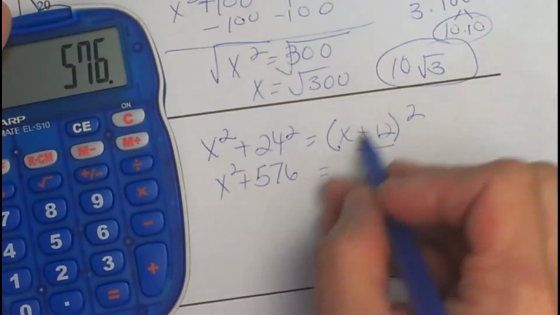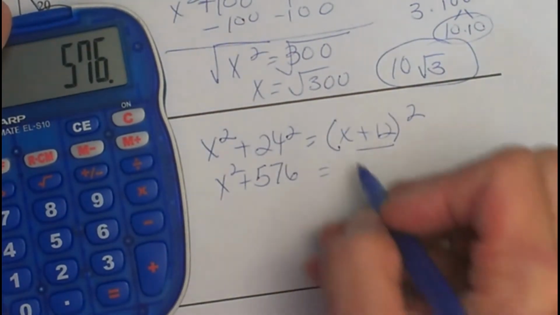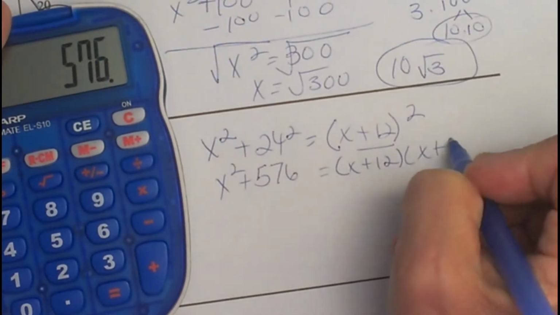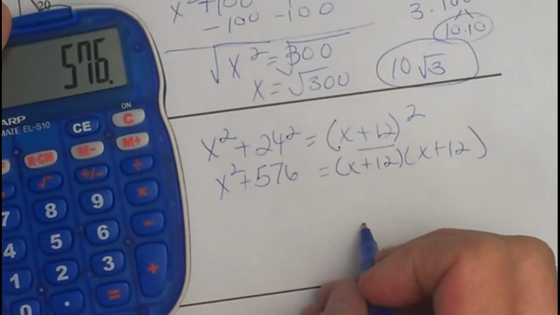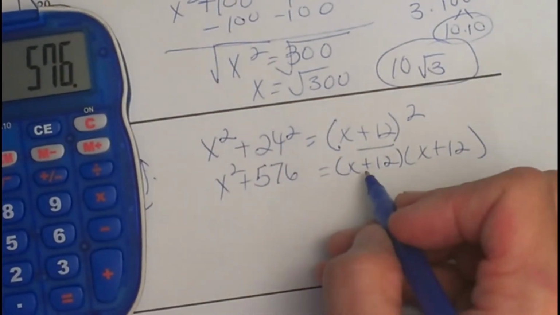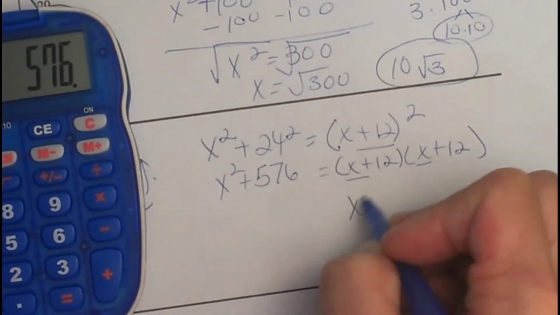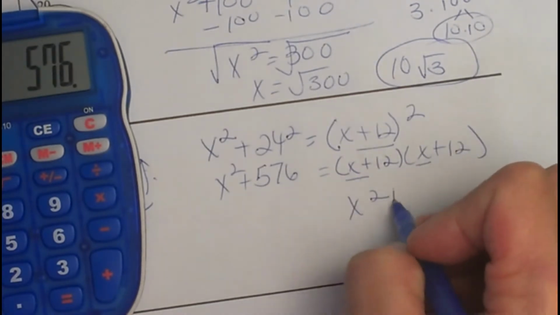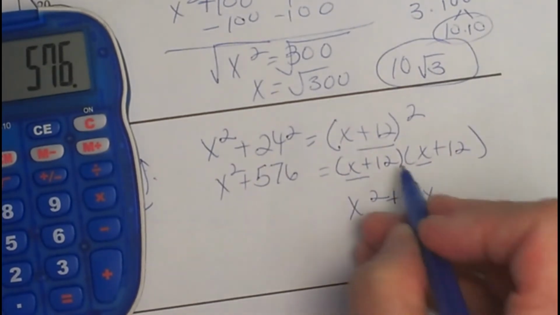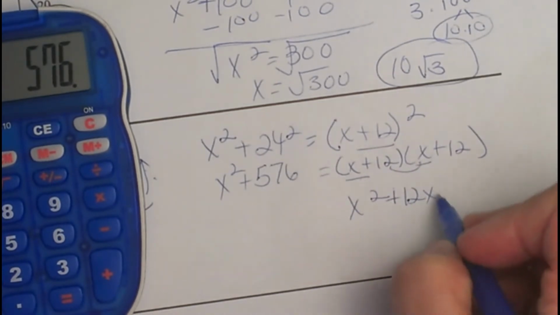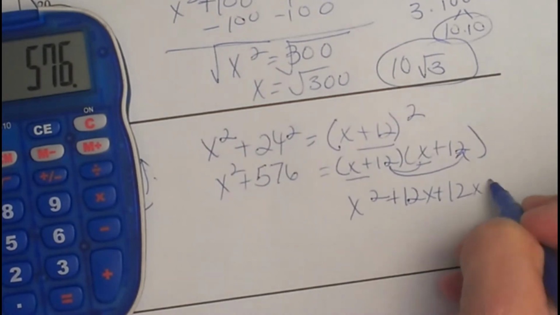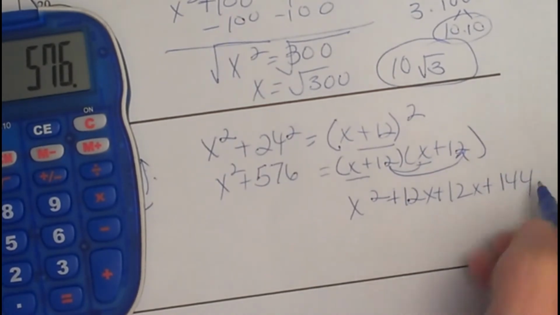And then what am I going to do with x plus 12 squared? Well, that is a FOIL problem. So I'm going to write out x plus 12 times x plus 12, and I have to multiply two binomials by FOIL. So first is x times x, or x squared. Outer, x times 12 is plus 12x. Inner, 12 times x is another 12x. And last is 12 times 12, which is 144.